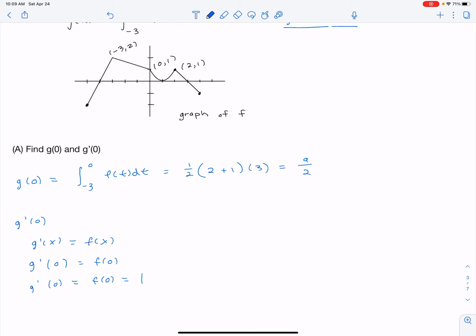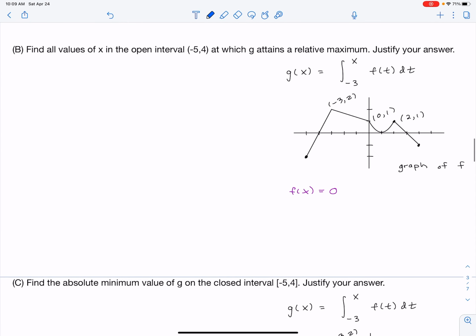Okay, let's move on. For the next question: find all the values on the open interval from -5 to 4 at which g, the function g, attains a relative maximum.